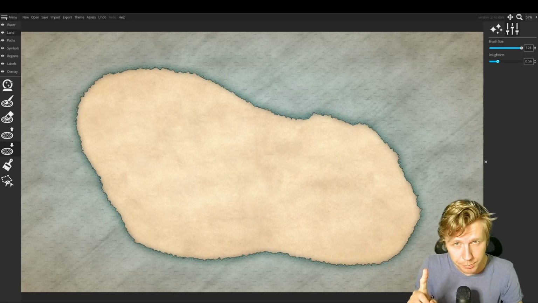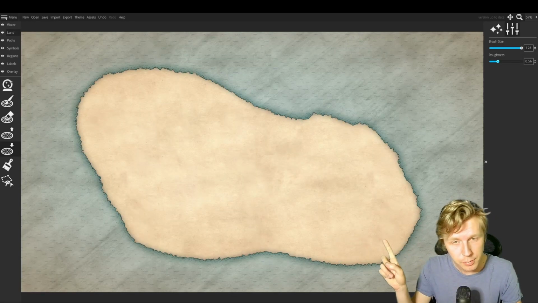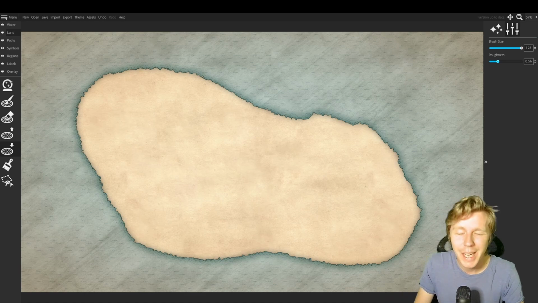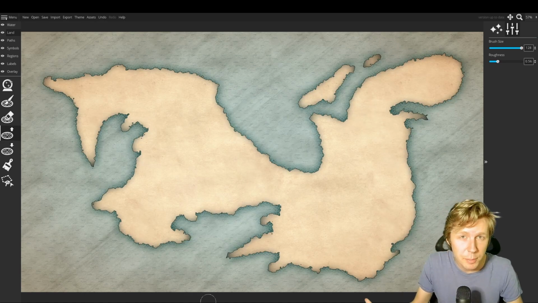Tip number 1, avoid ovals. Ovals are kind of boring. Instead, try to make your continents look a little bit more dynamic, like this one.